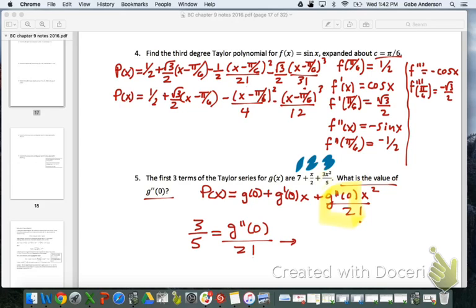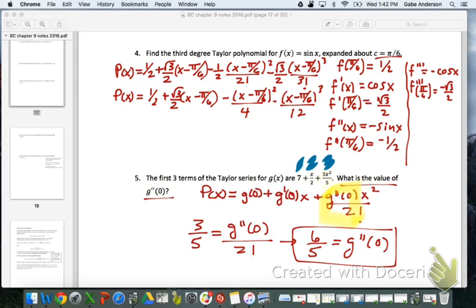I think we could then say that if we multiply both sides by 2, we would get 6/5 equals g double prime of 0. So we never know what g of x is. We never really know exactly what g double prime is, but we do know that g double prime of 0 is equal to 6/5.